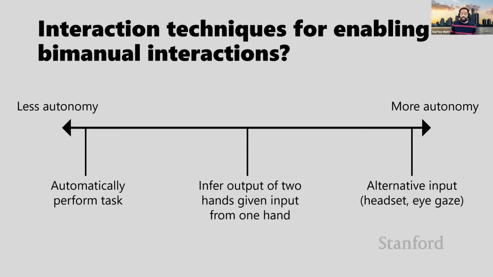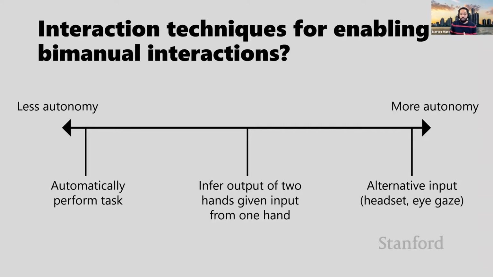With less autonomy, in terms of the user having some input in what's going to happen, maybe you say, if the user encounters a bimanual task, we automatically perform the task for them, or we give them the option to automatically perform it. For example, you encounter a ladder, you could just automatically climb the ladder. We're not going to have you do the two-handed interaction piece.